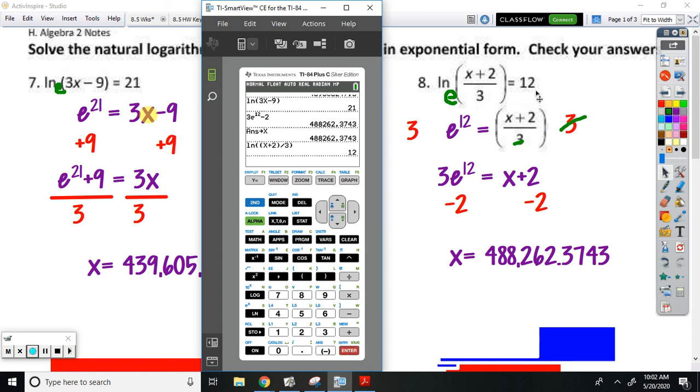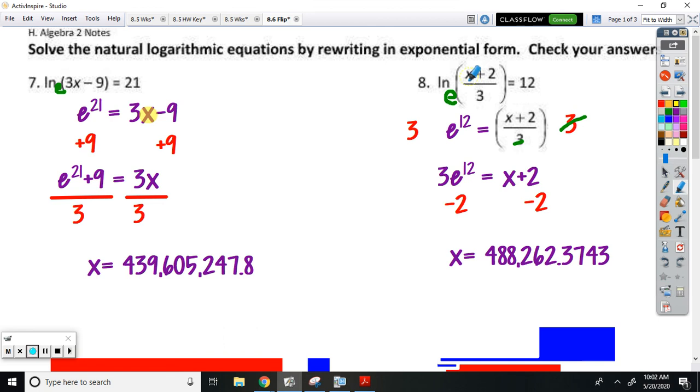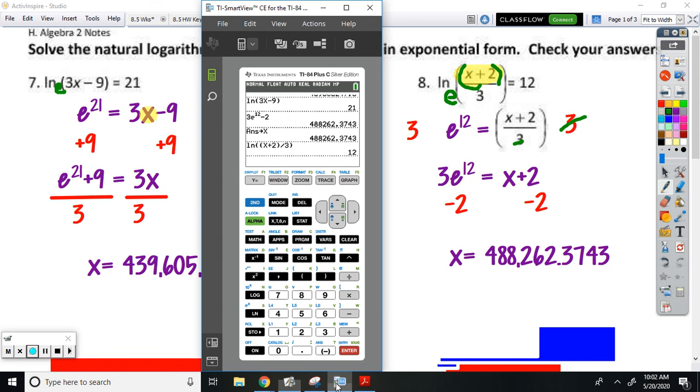We do get 12. So just be careful, since this has 2 terms in the top, when you type it in your calculator, you do have to group them with an extra set of parentheses. Otherwise, the calculator would do 2 divided by 3 instead of this quantity. So in case you do your check and it doesn't work.